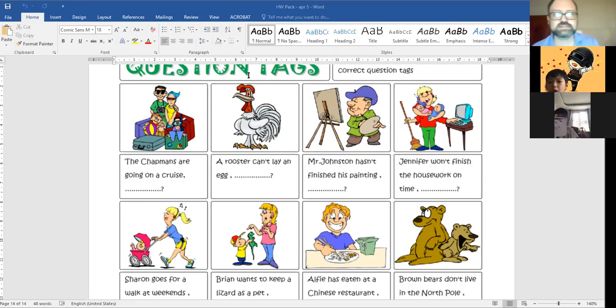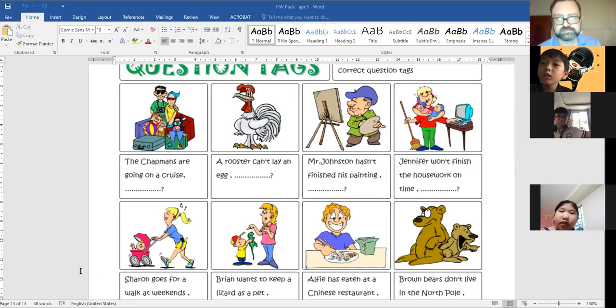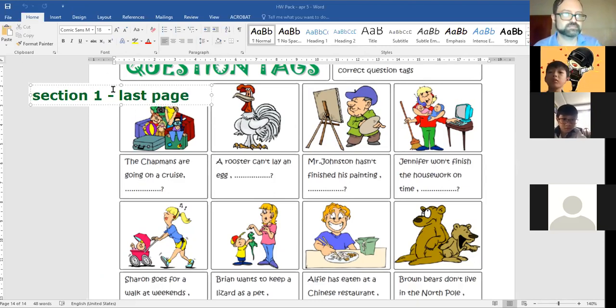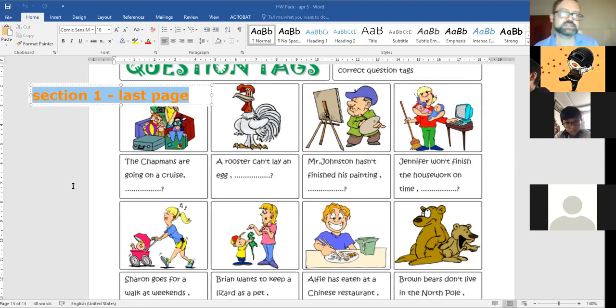All right, we got some more kids. Once again, these are called, yes? That is in the quiz? No, this is from section one. Oh, new homework pocket. Last page. And I think it's labeled orange.